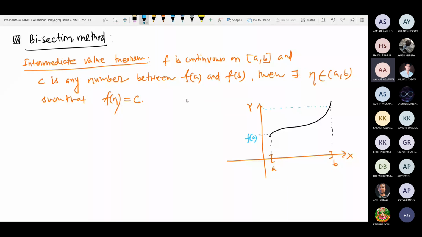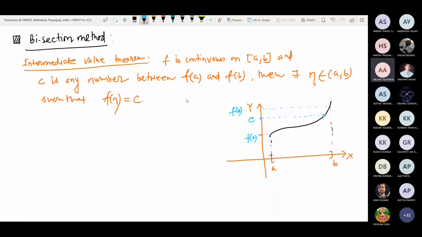So the statement is saying if f is continuous function on the closed interval a comma b, that means you will be able to draw the curve without lifting your pen from the paper. So if that is happening in the closed interval a comma b, and c is any number between f of a and f of b, so let us take arbitrary point c here. So that height can be obtained for certain values x. There will be some x in the open interval a comma b for which you will be able to attain that height.